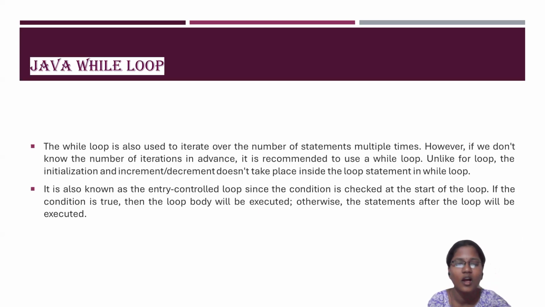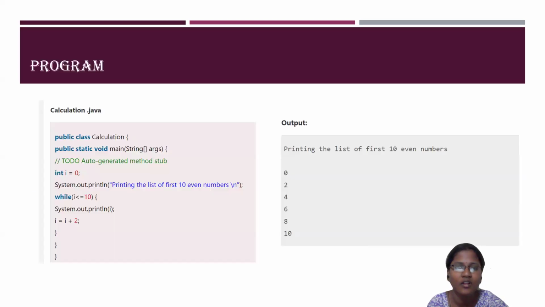Next, while loop. While loop is used when the number of iterations the code should be executed is not known to us, and this is called an entry control loop, as it checks the condition at the starting of the loop, and only if the condition evaluates to true, the block will be executed, otherwise the block will not be executed. And unlike a for loop, the initialization and increment or decrement do not take place in the looping statement of while loop. Next, let us see the syntax and program.